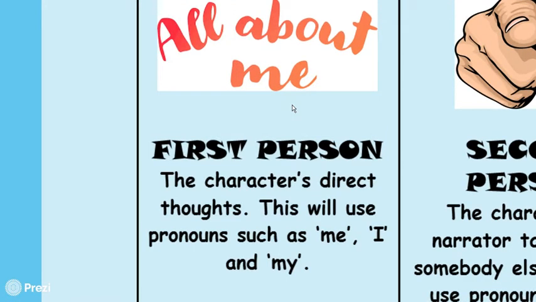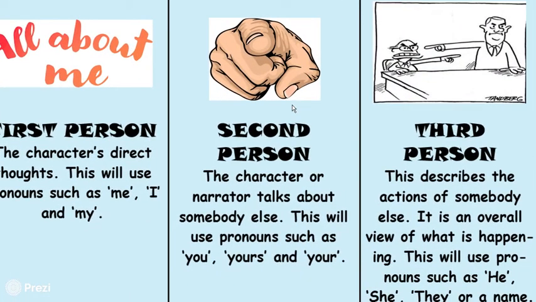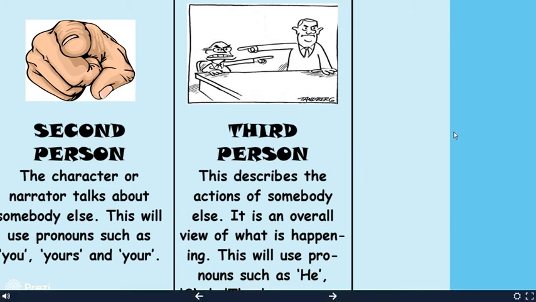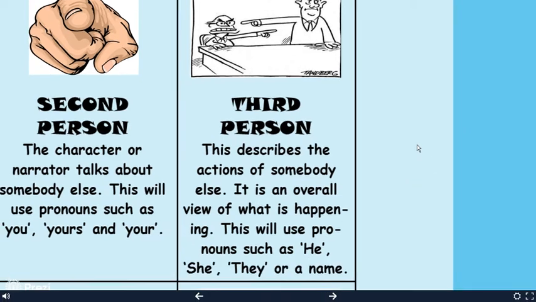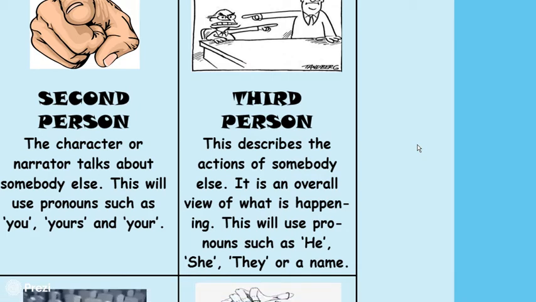This is where we see the characters' direct thoughts, so they'll use pronouns such as me, I and my. Second person is where the character, or the narrator, talks about somebody else, so this is where you'll get the use of pronouns such as you, yours and your. And then finally, in terms of narrative perspective, you can have third person, so this describes the actions of somebody else. So it's an overall view of what's happening, and this is where you'll see the use of the pronouns he, she, they, or even somebody's name.